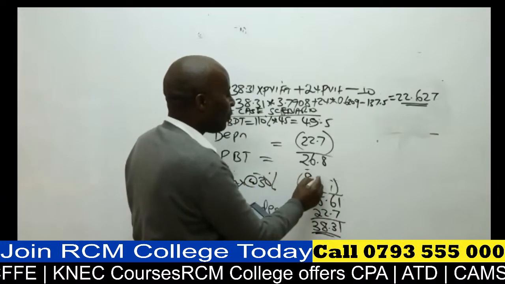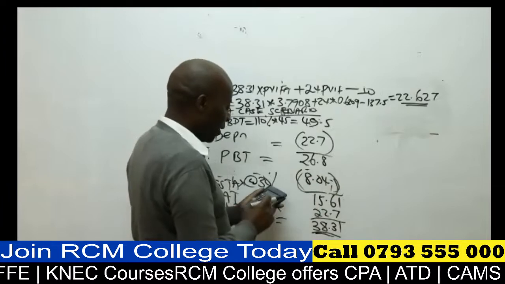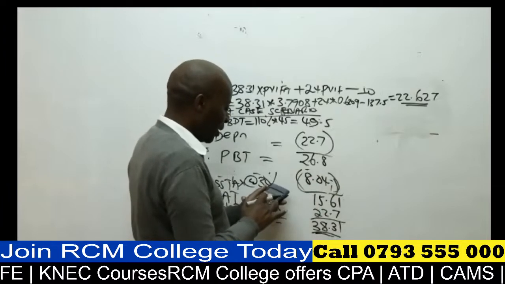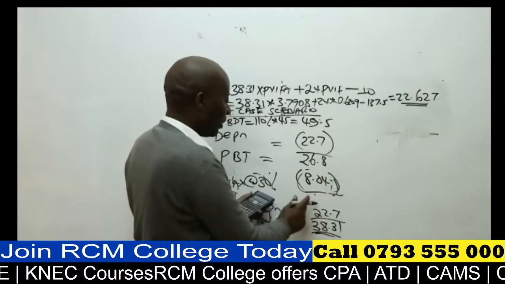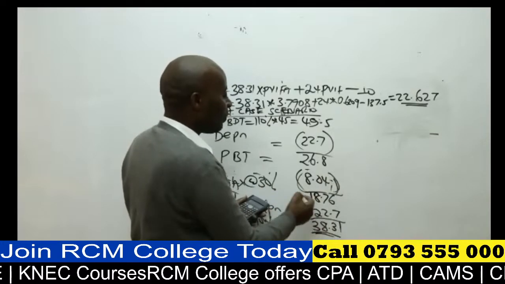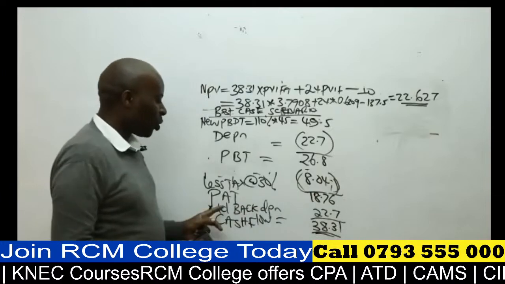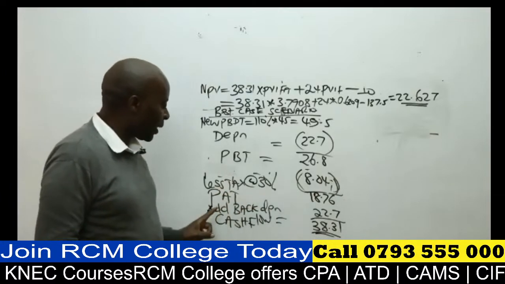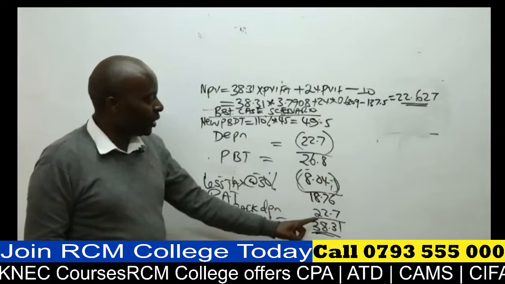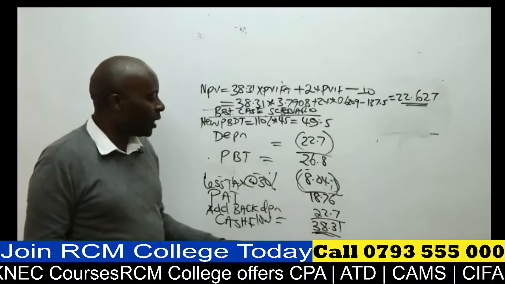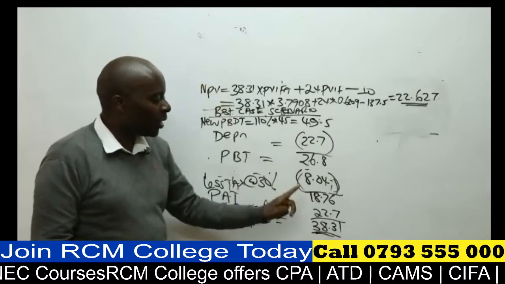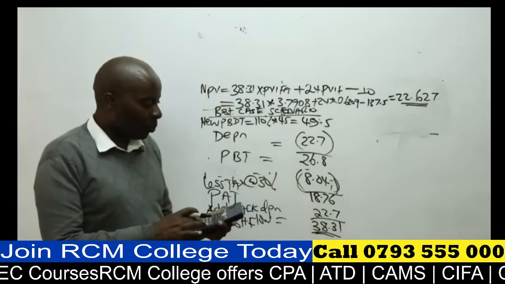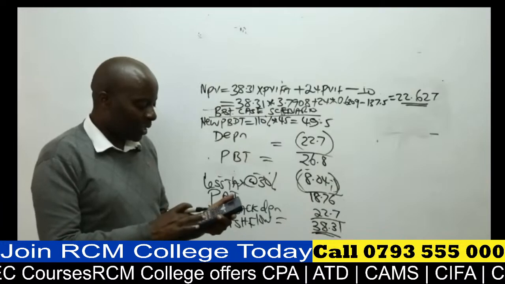So here I have 8.04. So we have 26.8 minus answer, which gives us 18.76. This is what we call profit after tax, of course, to which you must now come and add back depreciation. When you add back the depreciation, which is 22.7 that we had obtained much earlier, plus 22.7. What will I end up getting?